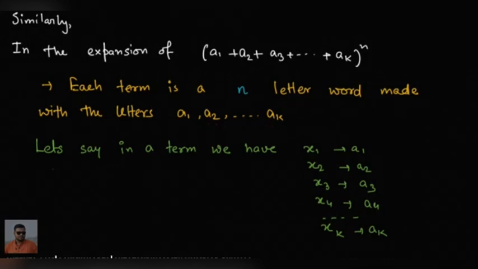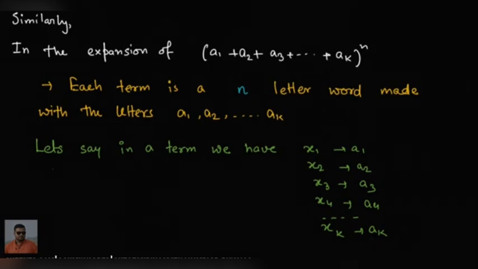Now let's say for a specific case, in that particular term, we have x1 number of a1, x2 number of a2, x3 number of a3, and so on till xk number of ak. And we can understand that as this word has to be an n-letter word, this x1 + x2 + x3 + ... + xk should be n.